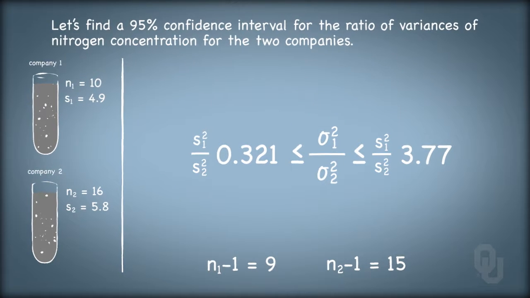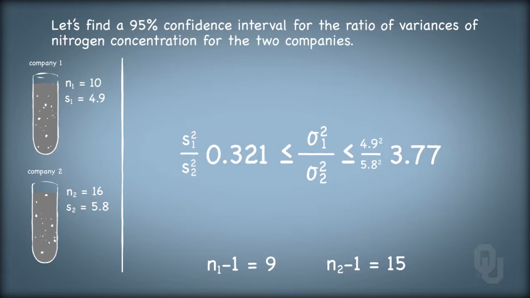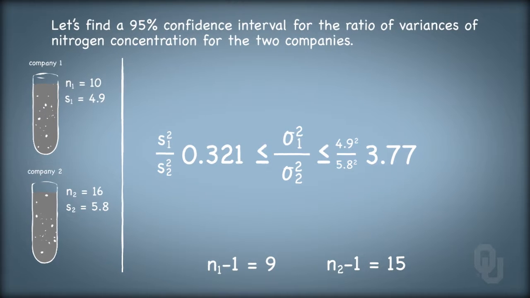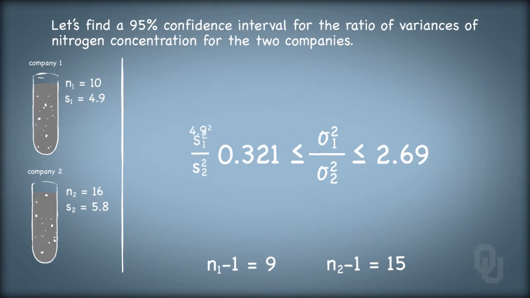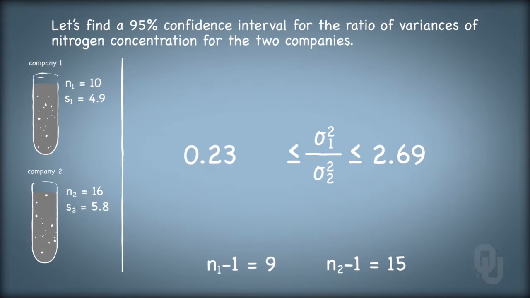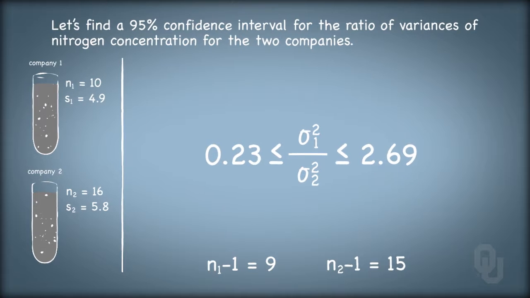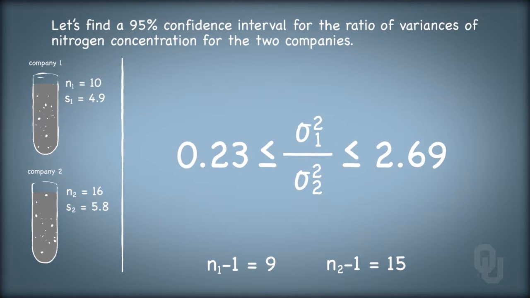So the upper bound on the confidence interval is 4.9 squared divided by 5.8 squared times 3.77, which is 2.69. The lower bound is 4.9 squared divided by 5.8 squared times 0.321, which is 0.23. So the ratio of the variance of nitrogen concentration in the material produced by Company 1 to that produced by Company 2 lies between 0.23 and 2.69 with 95% confidence.